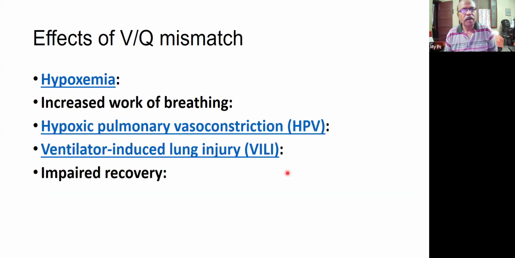So what are the effects of VQ mismatch? Hypoxemia, hypoxemia, and hypoxemia. Plus, there is increased work of breathing. The hypoxic pulmonary vasoconstriction is triggered, but there is a possibility of VILI, ventilator-induced lung injury, and all this will contribute to an impaired recovery.